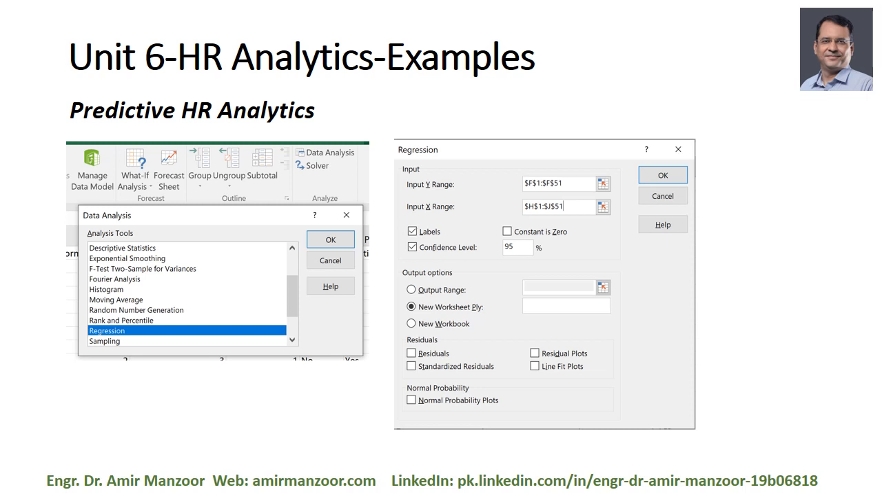Then I will also be selecting some other options, some check boxes. The two check boxes that I will check, the first one is the labels and the other one is the confidence level. When I select the checkbox of labels, that makes sure that in the results of the regression analysis, the proper names of the variables are shown.